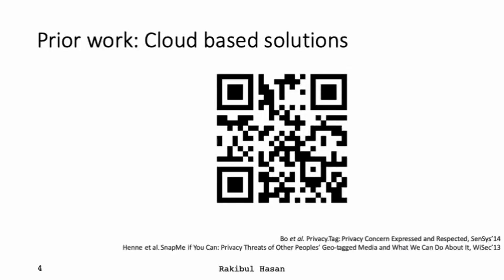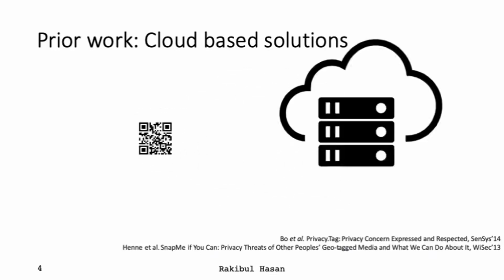To protect the privacy of bystanders, researchers have devised different solutions. For example, Bo et al. designed a QR code as a privacy tag to encode a privacy policy. People who do not want to be in others' photos may wear this tag to broadcast their privacy preference. The authors also created a protocol that can be implemented in cloud servers so that when the tag is detected in an uploaded photo, the corresponding privacy policy can be applied, such as obfuscating faces.